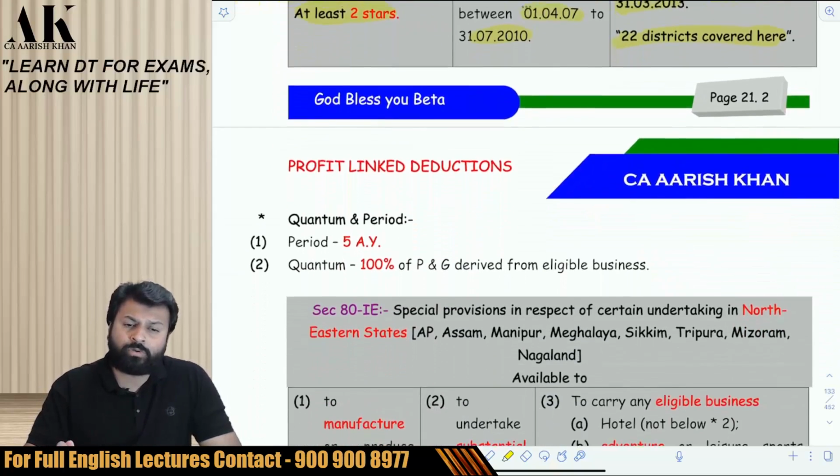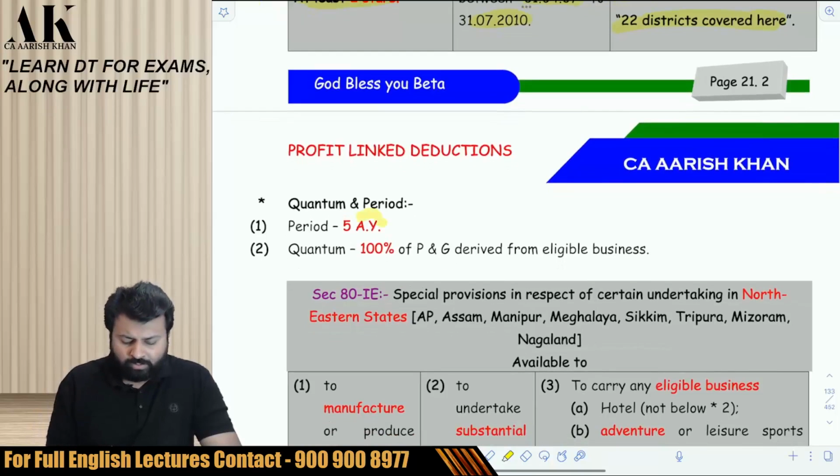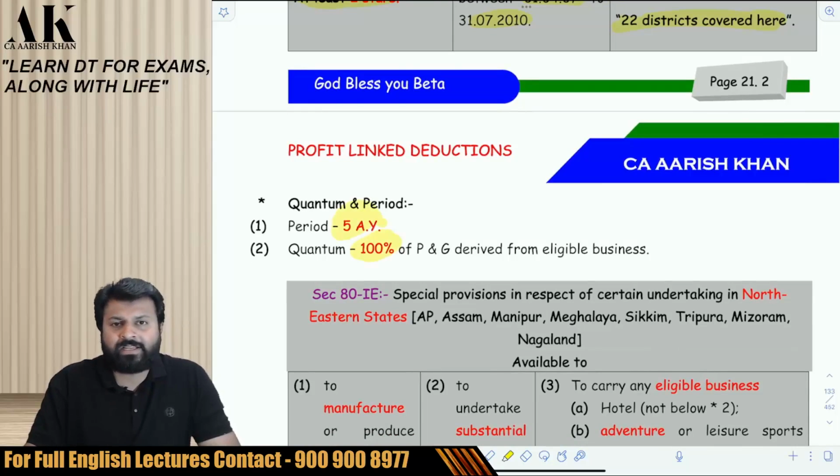How many years am I going to get deduction? Here you are going to get deduction only for 5 years, and here you are going to get deduction as 100% of profits and gains from eligible business will be allowed as deduction. I hope it is clear to all of you.